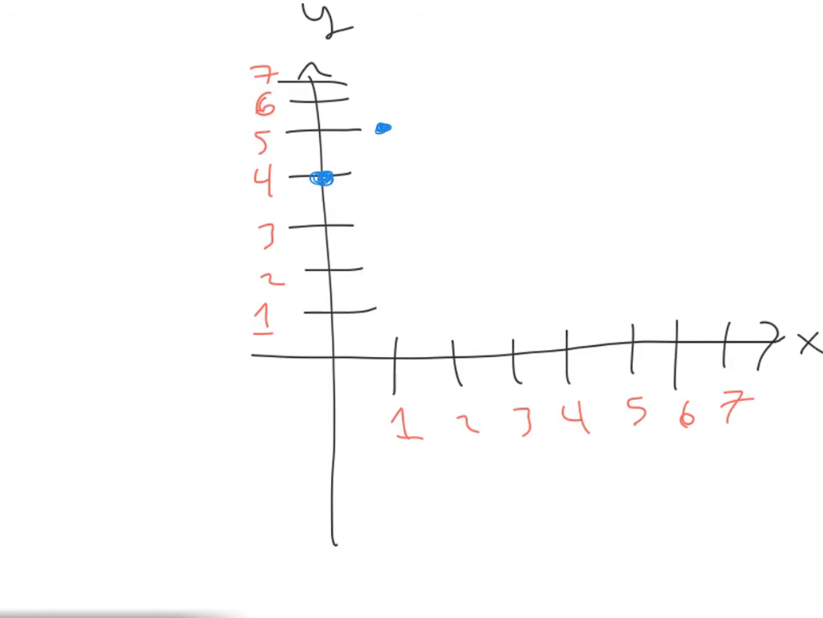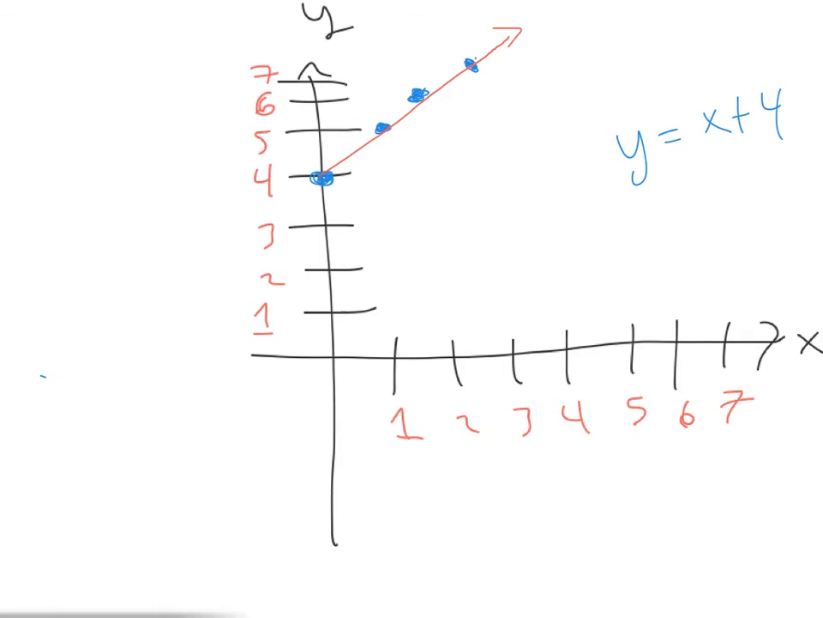Next one was 2, 6. And the one after that was 3, 7. So you can start to see this line, this linear pattern start to develop. Okay, so that is graphing a function. And the name of that function is y equals x plus 4. Or equation.